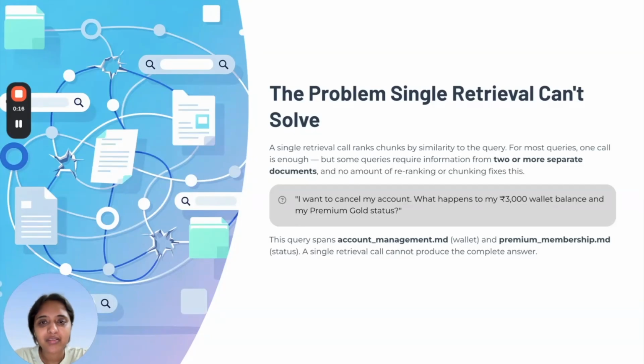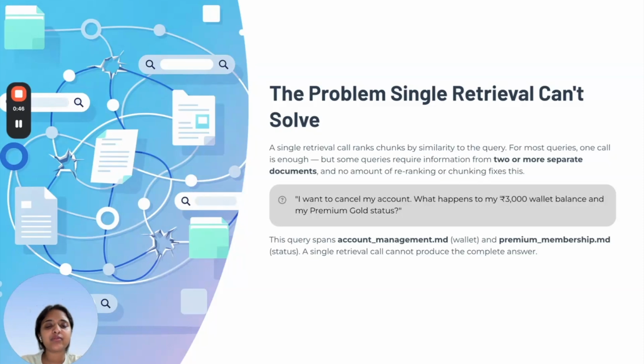Today we are going to learn about multi-hop retrieval. There are some problems that single retrieval can't solve. If we have a complex query like "I want to cancel my account, what happens to my wallet balance and my premium gold status?", this query cuts across three different domains or documents. One is account cancellation, next is the wallet balance, and next is the membership detail.